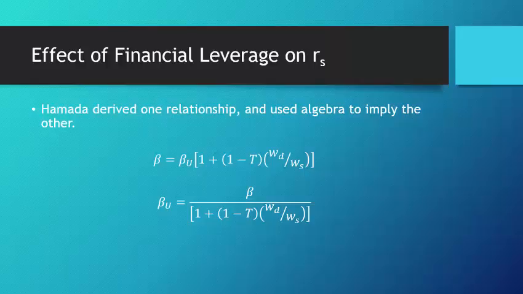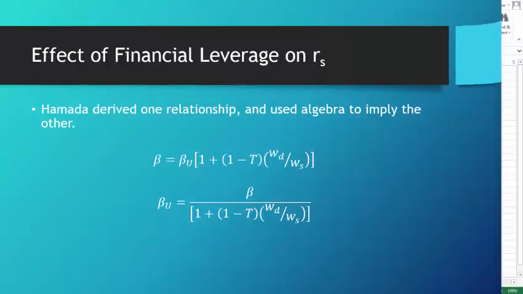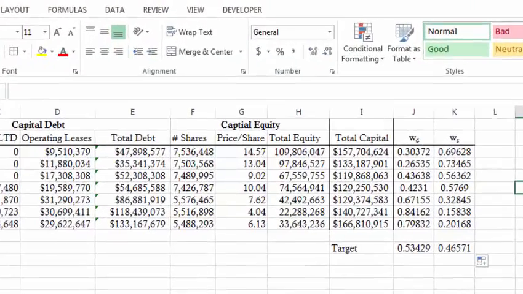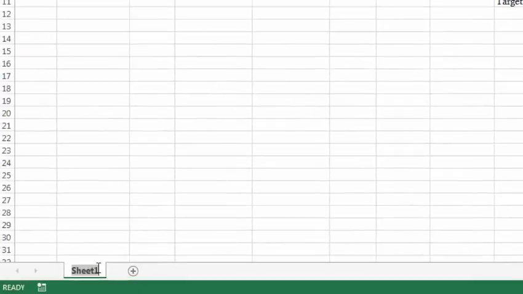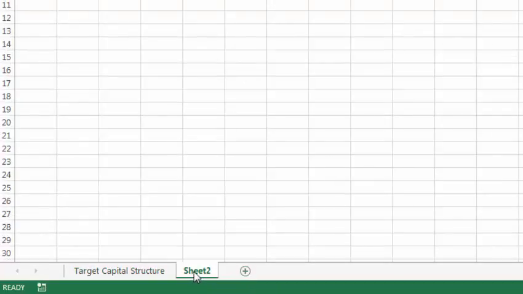So here we go. I'm going to move back over to my Excel sheet, the one that was new. Again, we have sheet 1, and I'm going to call this my target capital structure. Then I'm going to hit this little plus sign to give me another tab, because the other tab is where I'm going to be doing my Hamada stuff. I'll double click sheet 2 and say Hamada.